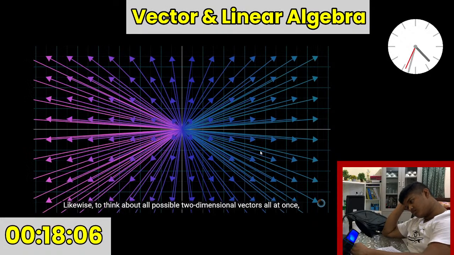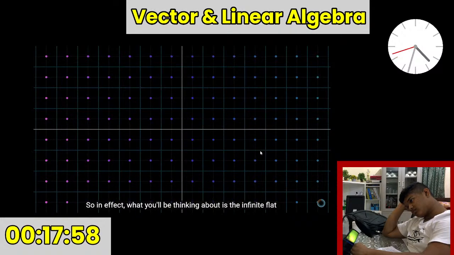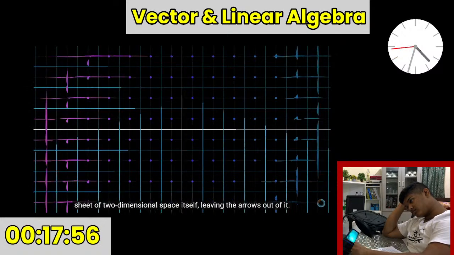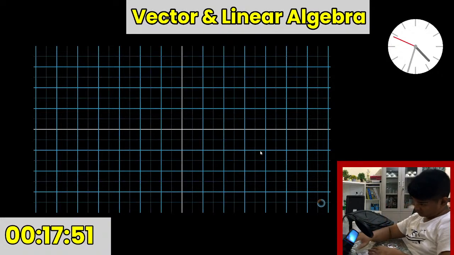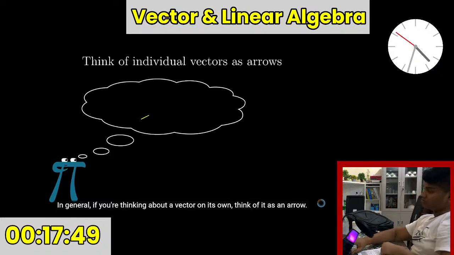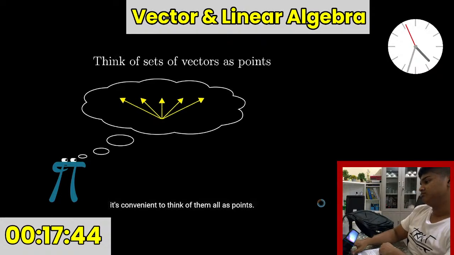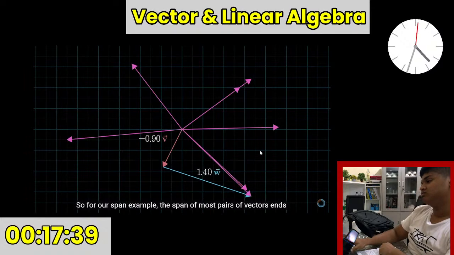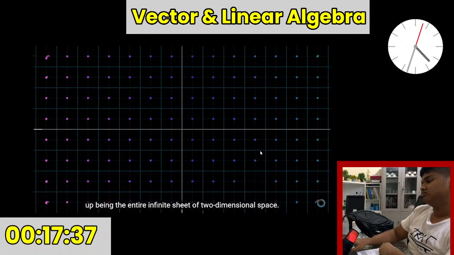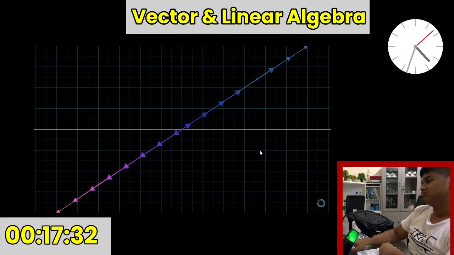Likewise, to think about all possible two-dimensional vectors all at once, conceptualize each one as the point where its tip sits. So in effect, what you'll be thinking about is the infinite flat sheet of two-dimensional space itself, leaving the arrows out of it. In general, if you're thinking about a vector on its own, think of it as an arrow. And if you're dealing with a collection of vectors, it's convenient to think of them all as points. So for our span example, the span of most pairs of vectors ends up being the entire infinite sheet of two-dimensional space. But if they line up, their span is just a line.